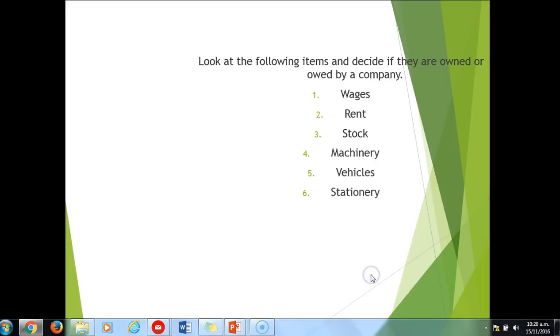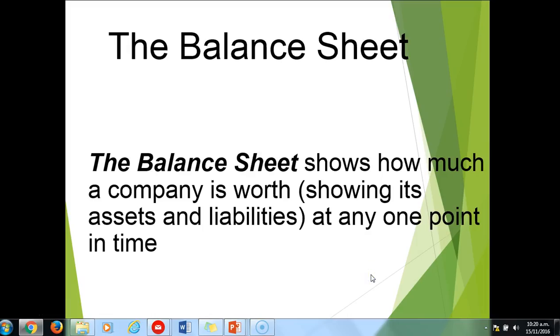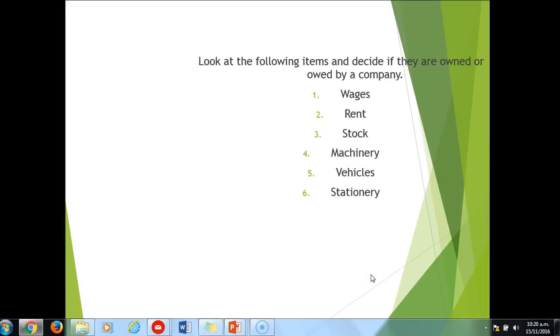So first and foremost, particularly looking at a balance sheet, what we need to understand is all about what an organisation owns or owes. If we look at these things, wages, for example, they will owe the wages to their workers. Rent, they will owe it to whoever they're renting off. Stock, they will own. Machinery, they will own. Vehicles, they will own. Stationery, they will own.